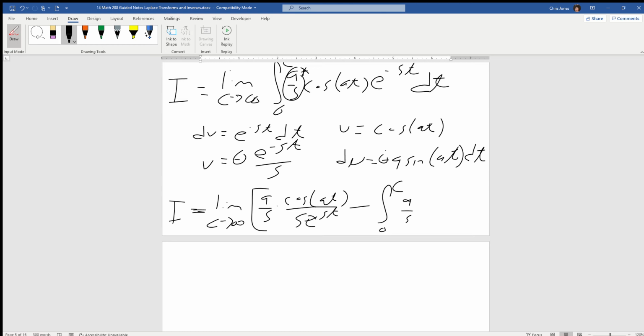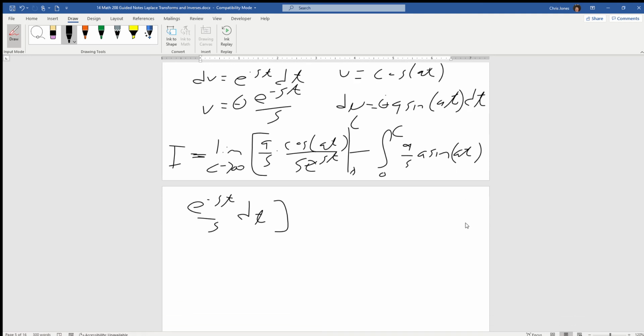So this is going to stay negative, and we're just going to write that as a sine at e to the minus st over s dt. All right. And notice that this goes from 0 to c as well. Right? Now let's just go through and work on the limit, and then we can work on the rest of that integral.